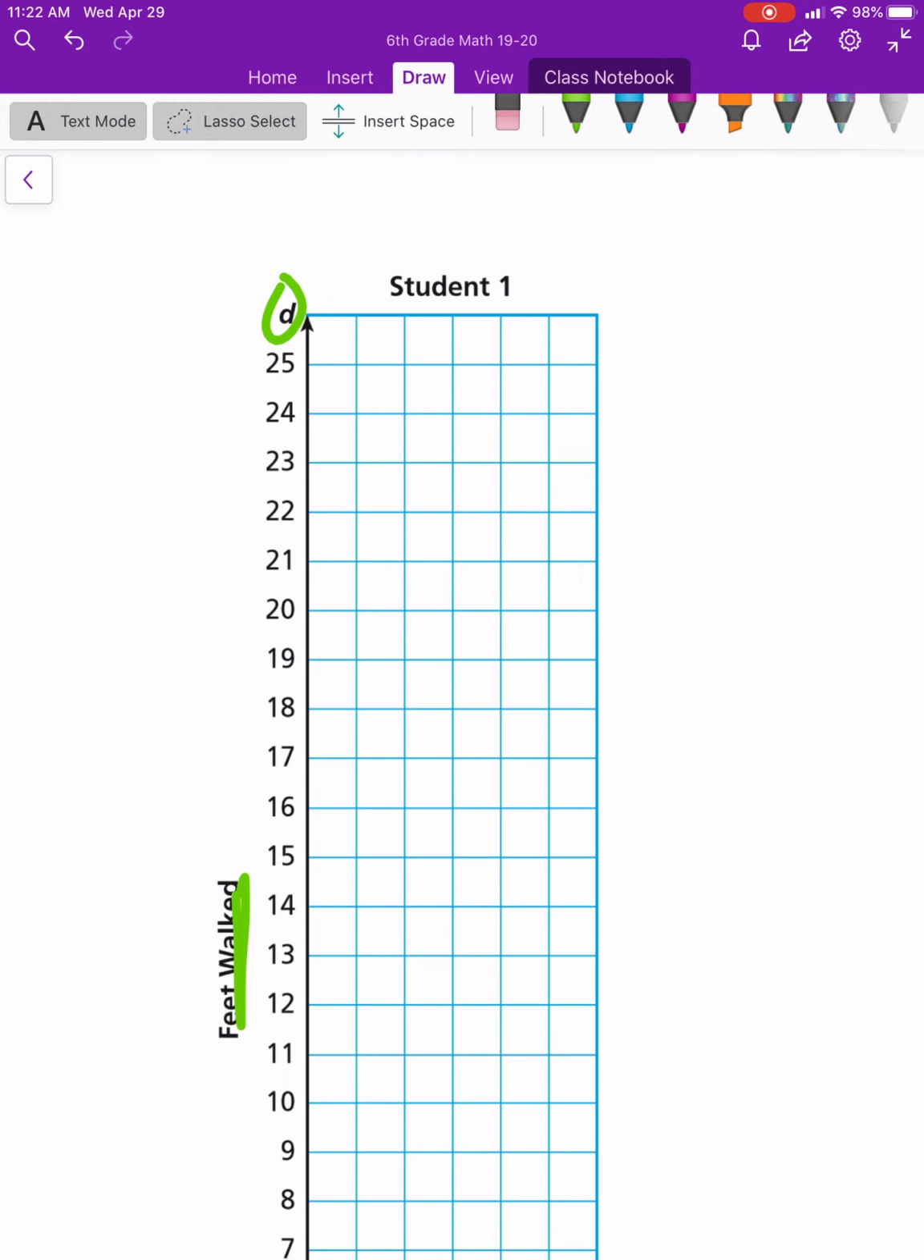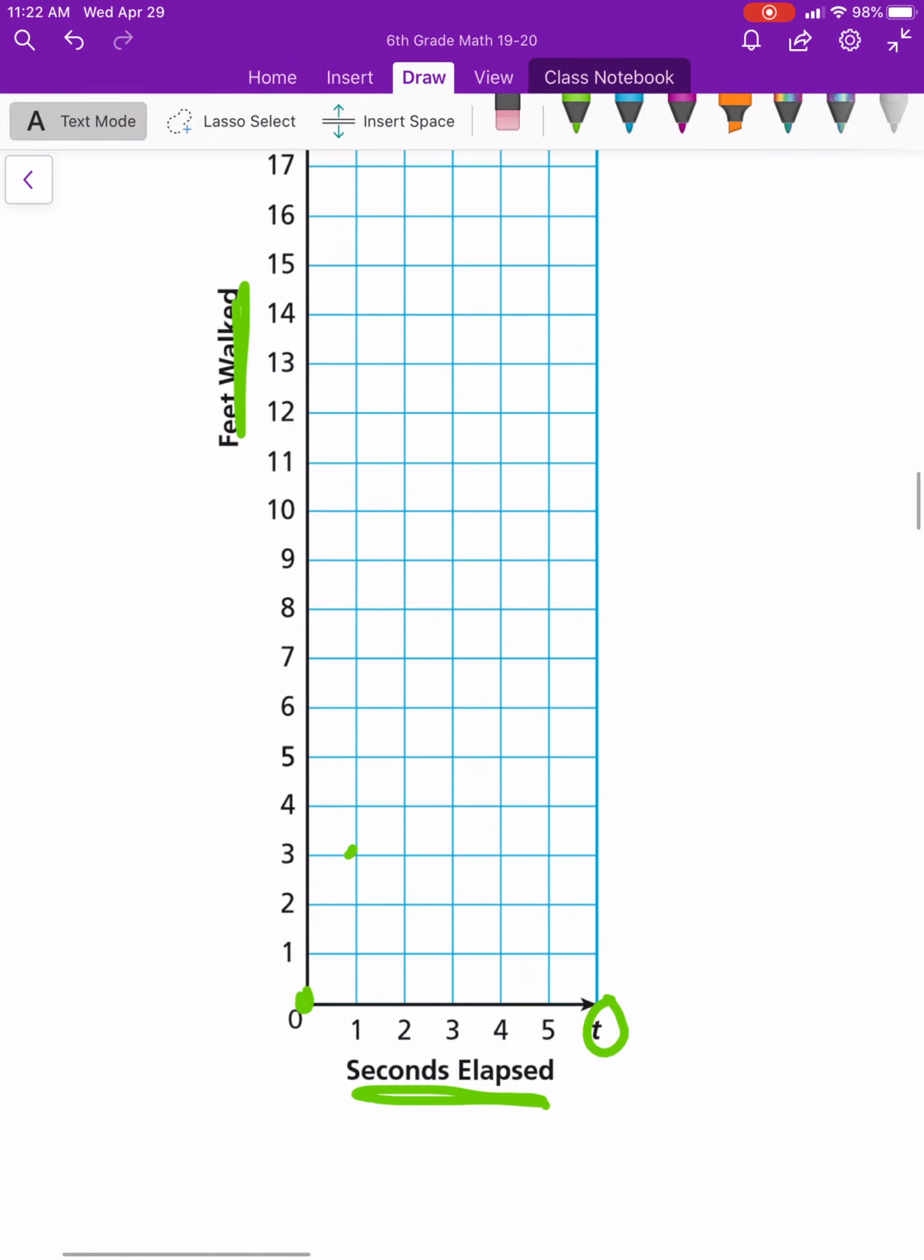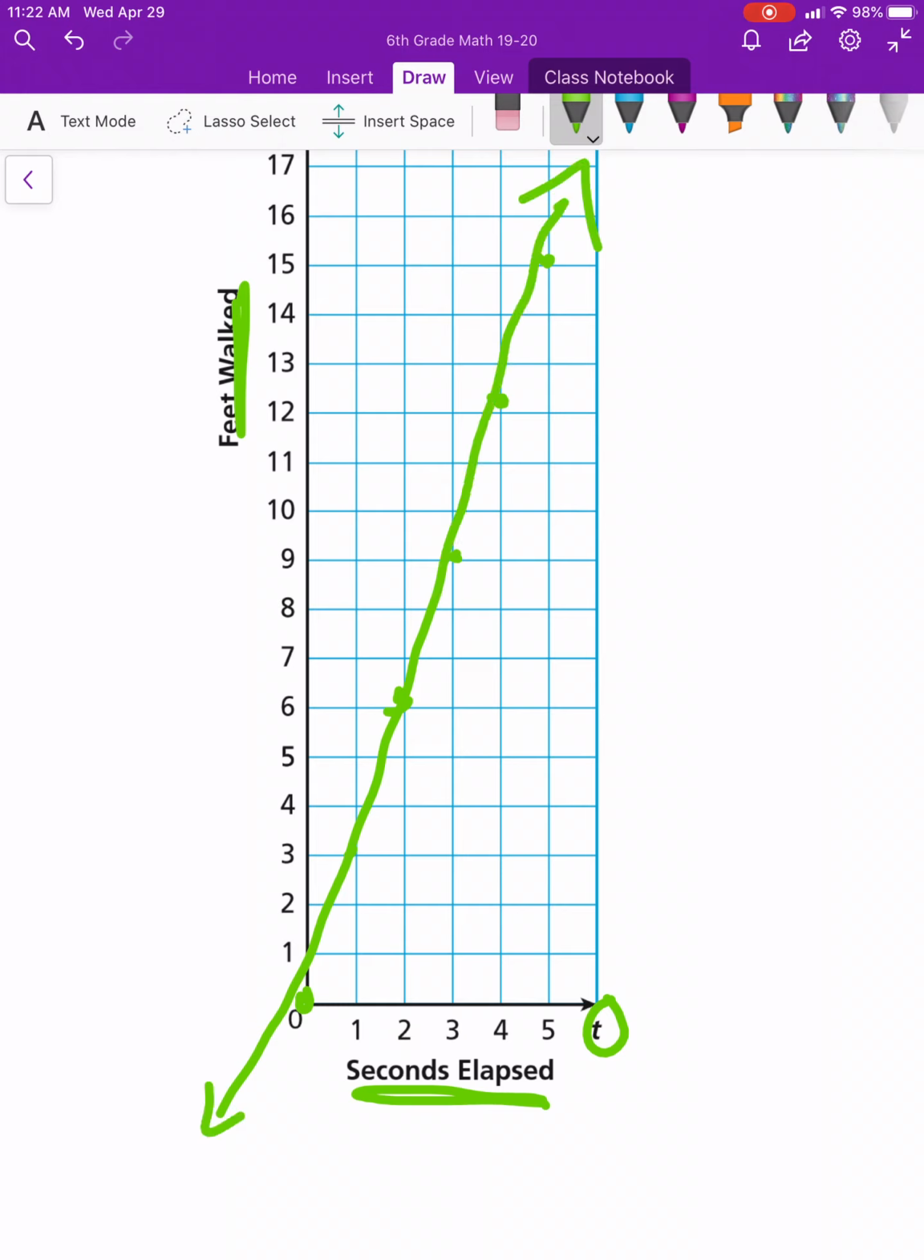Right? Okay. So here we go. For every 1 second, 3 feet is walked. For every 2 seconds, 6 feet is walked. Then 9 for 3 seconds, and 12 for 4, 15 for 5. And it just makes this straight line all the way through, right? And we can graph it like that.